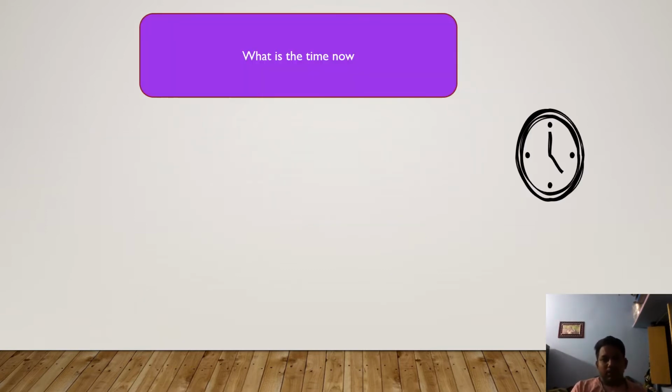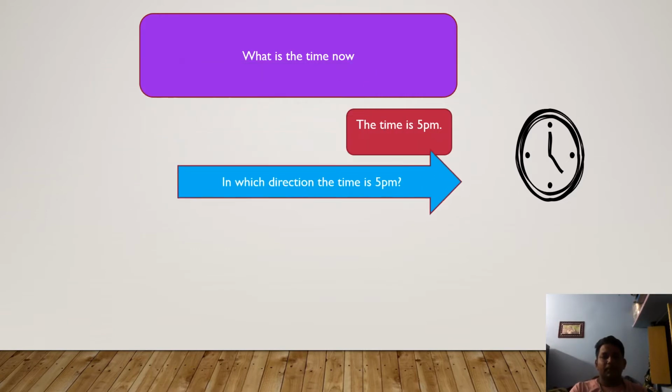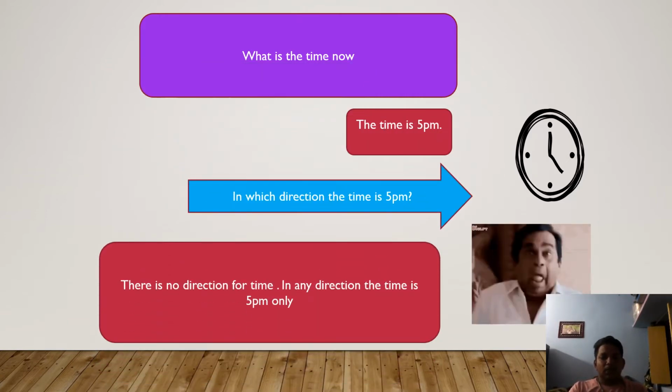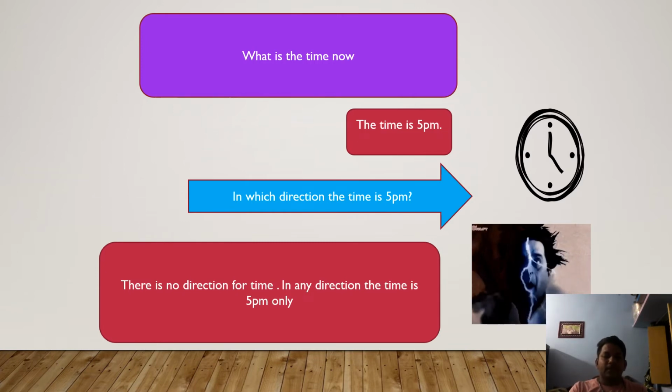Another example: what is the time now? The time is 5 p.m. My doubt is, in which direction is the time 5 p.m.? There is no direction for time. In any direction, the time is 5 p.m. only.